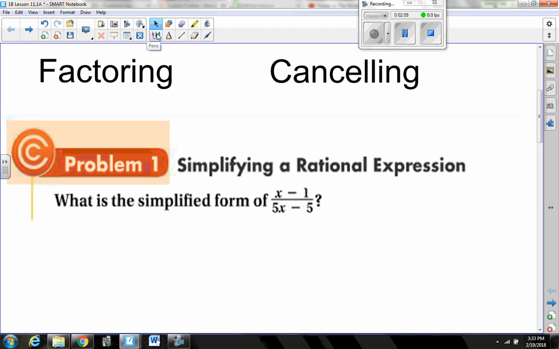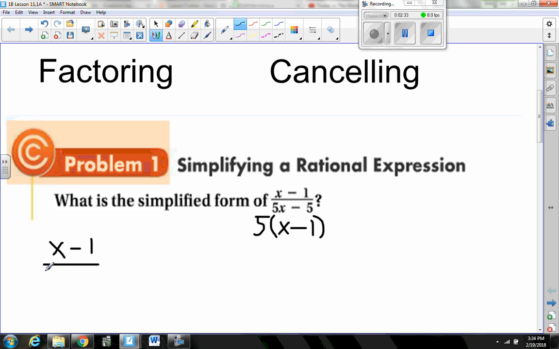So the factored form of this expression here is going to be 5 times in parentheses. Well, if I divide the 5 away from here, I just have x, and it's minus 5 divided by 5, because I'm factoring that out, gives me 1. So what I end up with then is x minus 1 over 5 times in parentheses x minus 1.